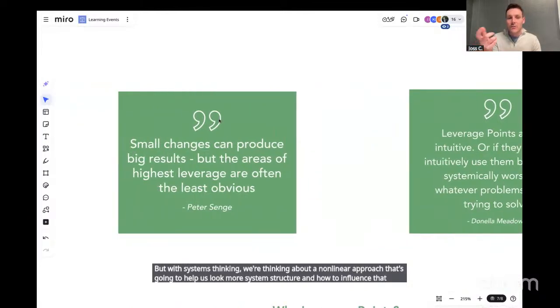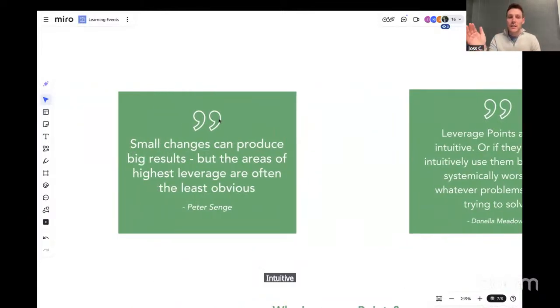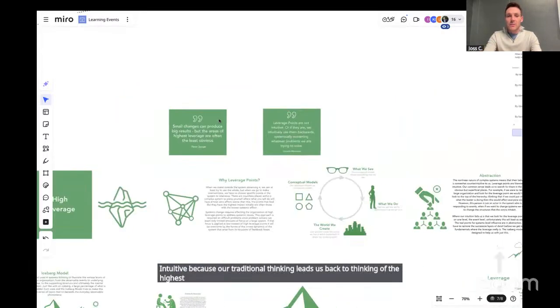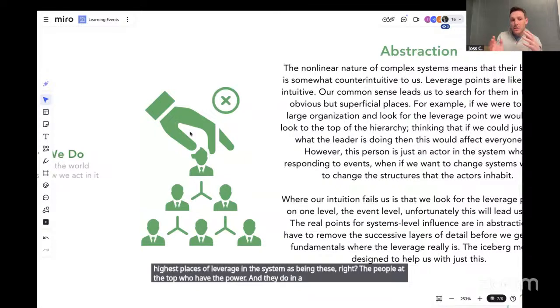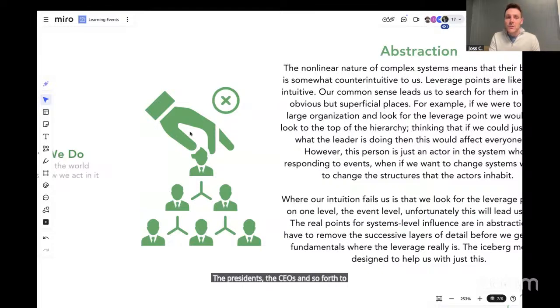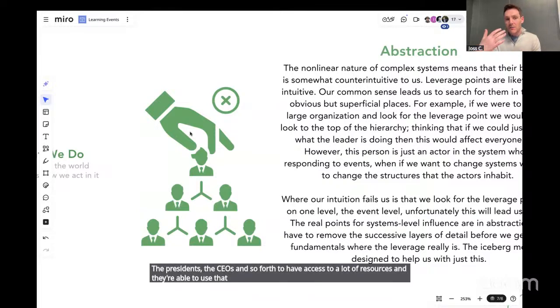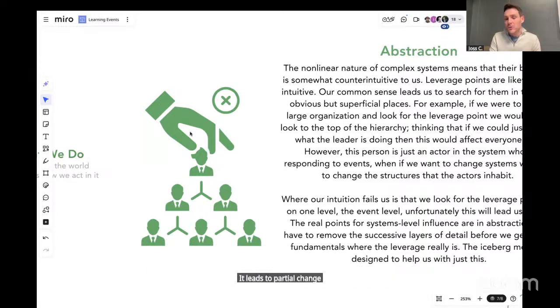So that's what it means by it's often counterintuitive, because our traditional thinking leads us back to thinking of the highest places of leverage in the system as being these, right? The people at the top who have the power, and they do in a particular way. They have this linear causality, right? The presidents, the CEOs, and so forth. They have access to a lot of resources, and they're able to use that to directly influence the events and the effects and the outcomes of a system. And that is a form of power, a form of influence. But it's not the kind we're talking about here because it doesn't really lead to systems change. It leads to partial change at best, or temporal change, but not sustainable change and not systemic change.